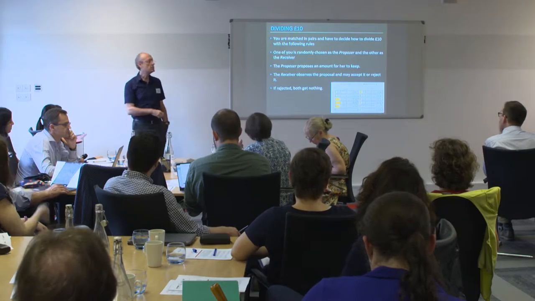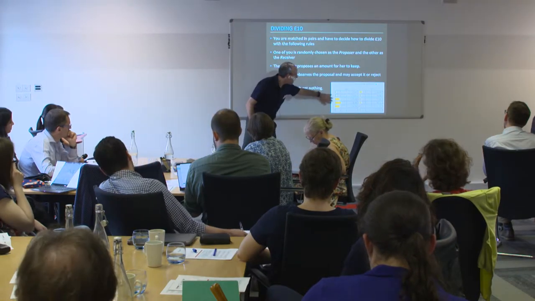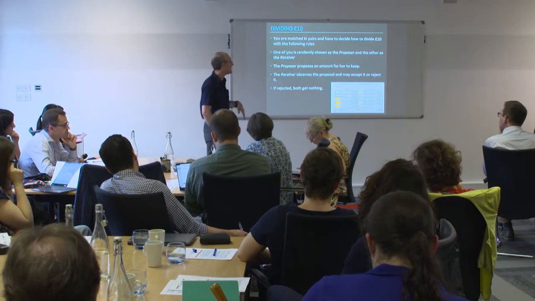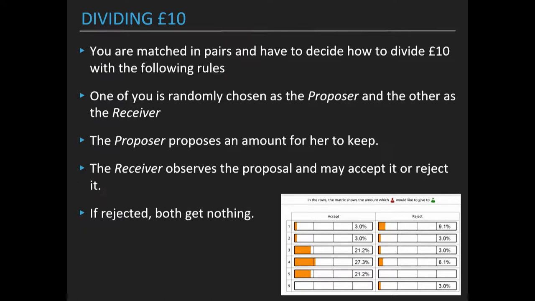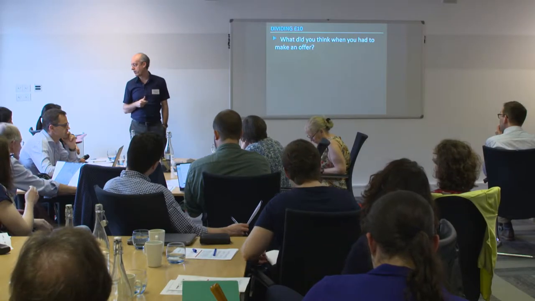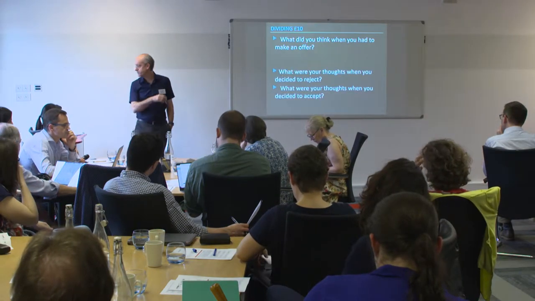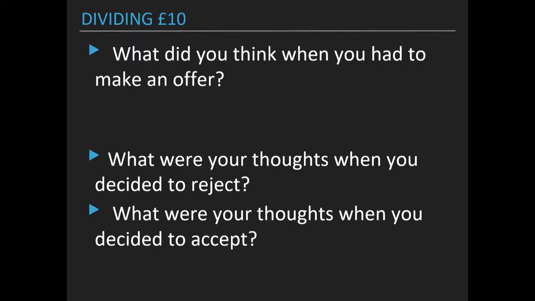If you do that in the classroom, you can get something like this, similar in general to the idea that if you make proposals close to equal split, they get accepted. If you make proposals very unequal, they get rejected. Then the idea would be to reflect on what was the way of thinking about these proposals. One way is to ask the students what was in their mind when they wanted to make an offer, and the other is to ask them what went through their mind when they decided to reject or accept. Usually what comes up is the idea of fairness.